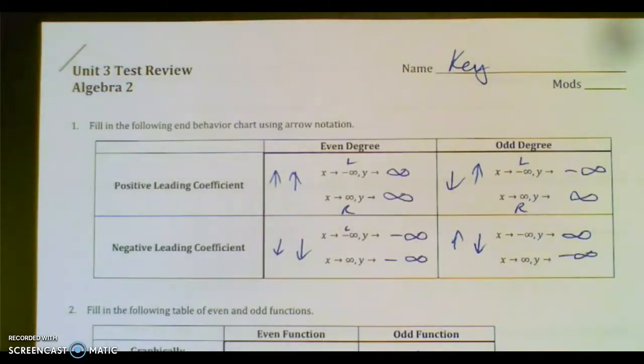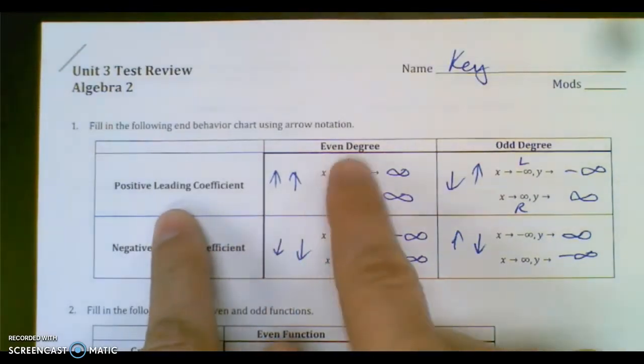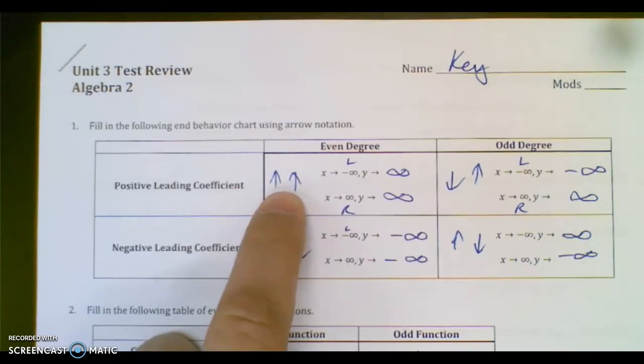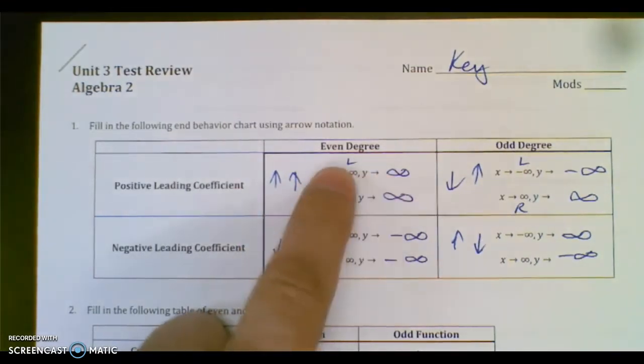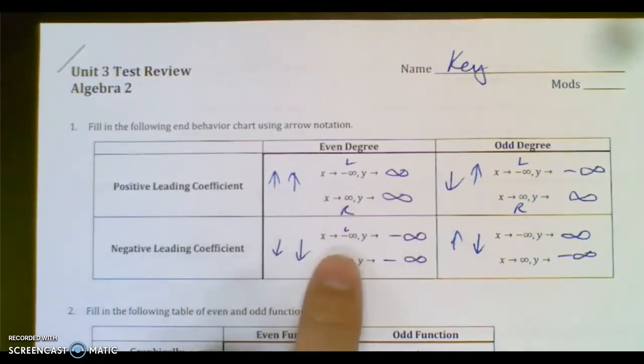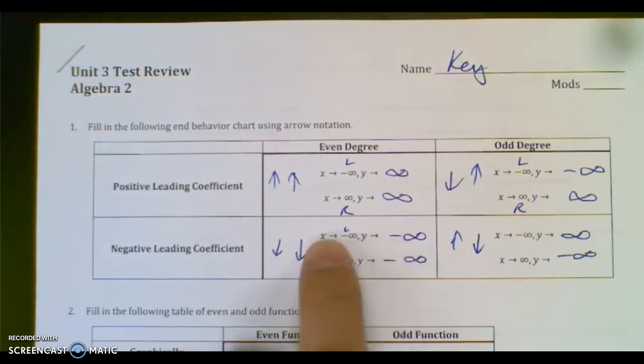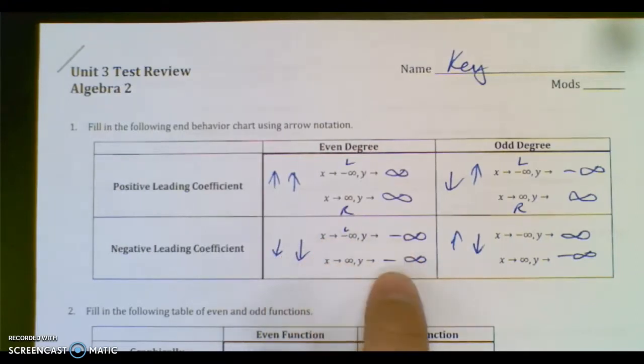Alright, so here's the answer key to this. We've talked about this a couple times. If you have a positive in front and an even degree, your graph looks like that. In the end, it goes up and up. So whether you're going left or right, those are positive infinities. If it's even degree and negative, it goes down and down. So that's why whether you go left or right, you're negative infinity.